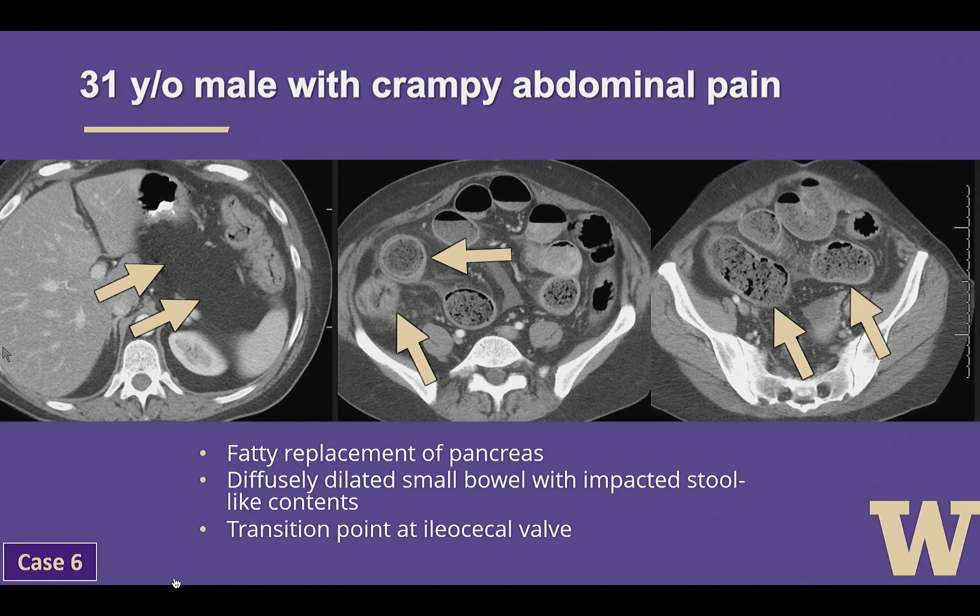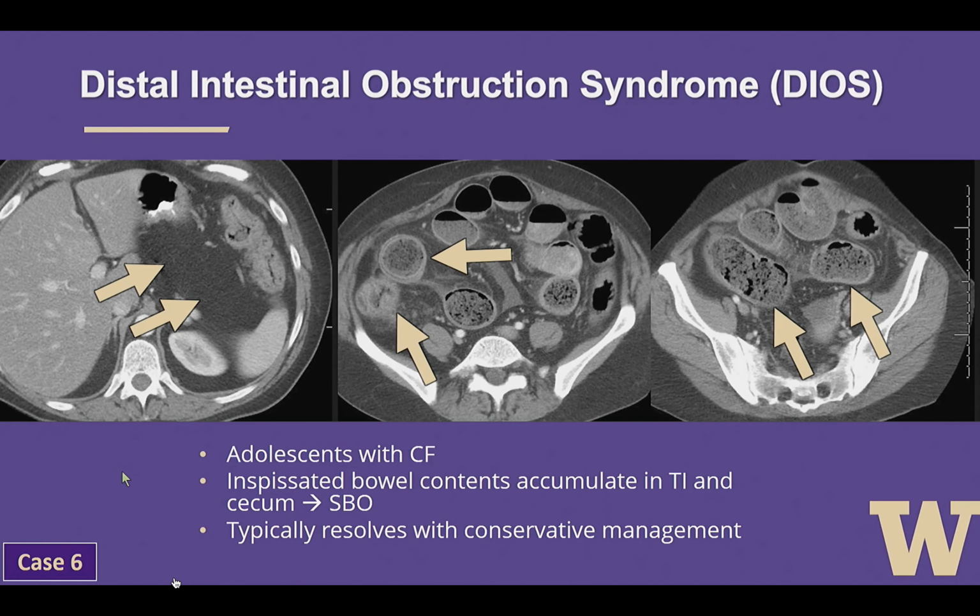So in this patient, you see fatty replacement of the pancreas, diffusely dilated small bowel with inspissated stool-like contents in the distal small bowel, and a transition point at the ileocecal valve here in the middle image. So this is in a patient with cystic fibrosis. This is distal intestinal obstruction syndrome. This affects adolescent patients with cystic fibrosis, where inspissated bowel contents accumulate in the distal bowel in the terminal ileum and cecum, resulting in a small bowel obstruction. This is also an important diagnosis to make because it typically resolves with conservative management, occasionally requiring intestinal lavage.